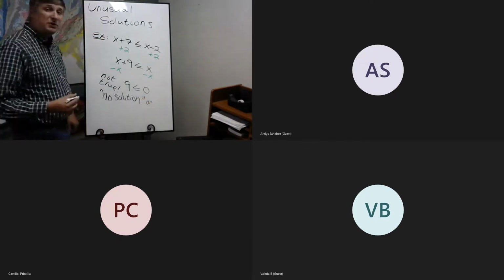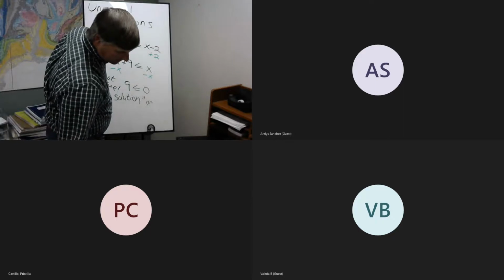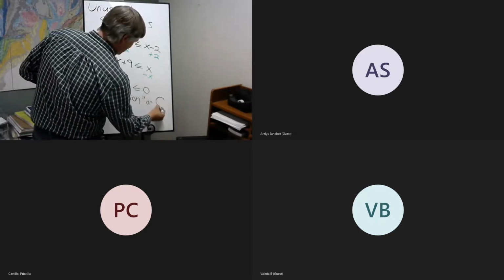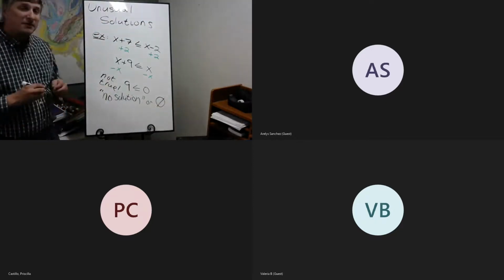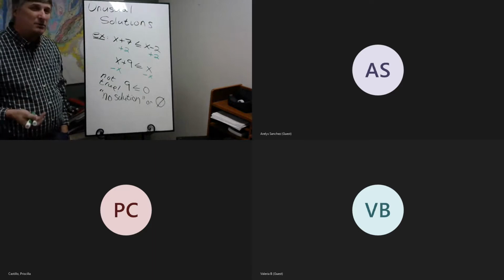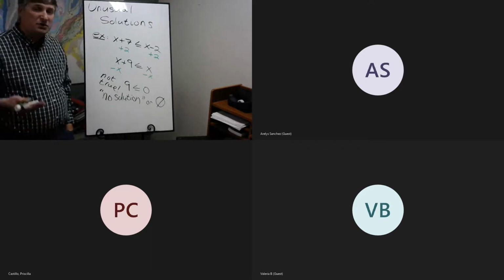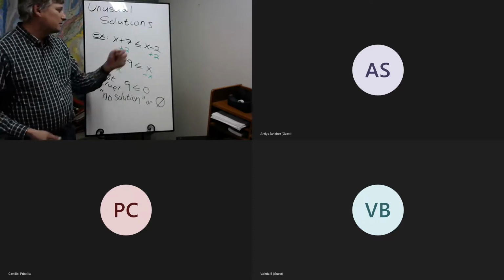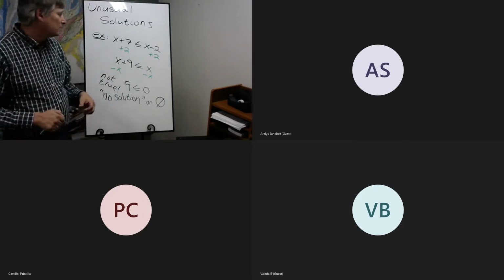Or we use this symbol. Let me just make sure I'm using the correct version of this. What's called the empty set. So what are we doing with this thing called the empty set? Well, when we solve an inequality, we're finding all the numbers that are going to satisfy that inequality.